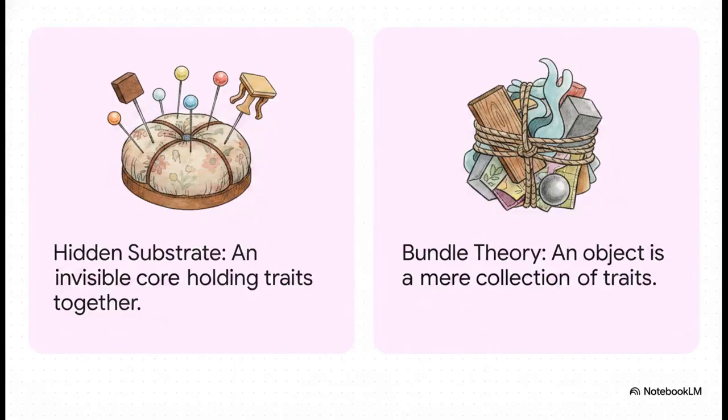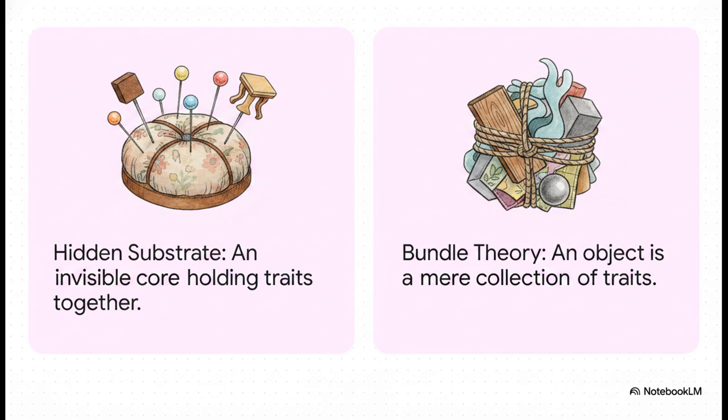Okay, let's try a quick subtraction thought experiment. Imagine mentally stripping away every single property of your table. Take away the brown color, remove the rectangular shape, subtract the physical weight and the solid feel. What is left? Well, one theory argues there is a hidden substrate. This is essentially a bare, invisible core, kind of like a metaphysical pincushion that holds all those properties together. But honestly, that's a bit weird, right? An invisible thing with 0 traits of its own?